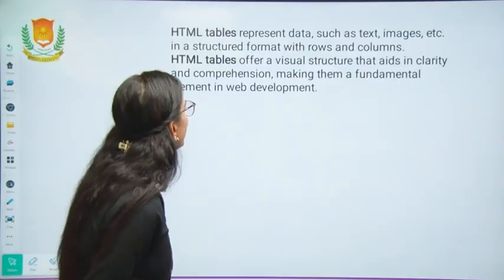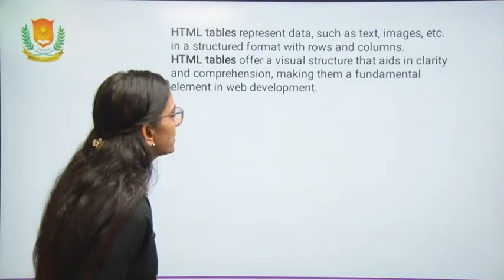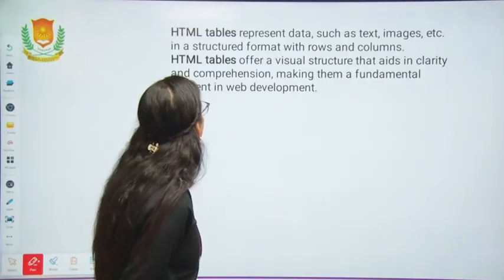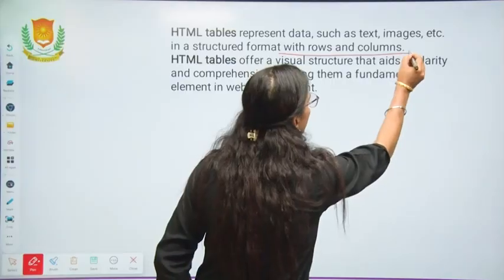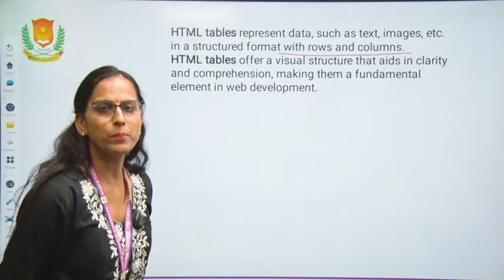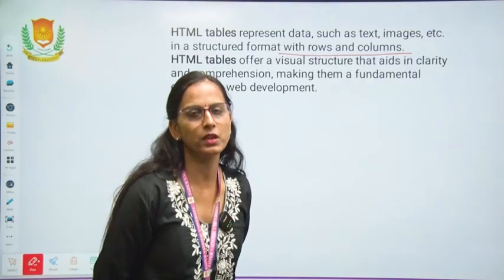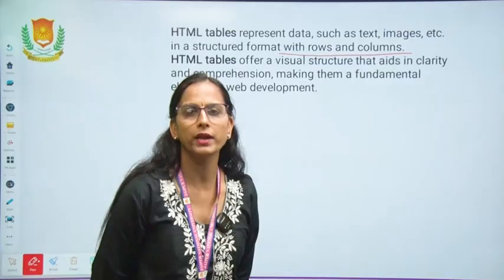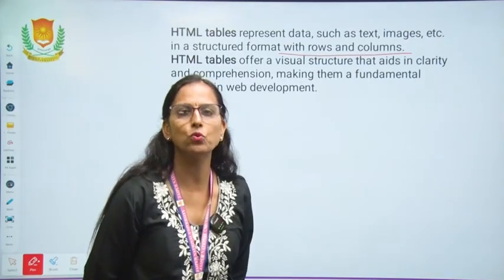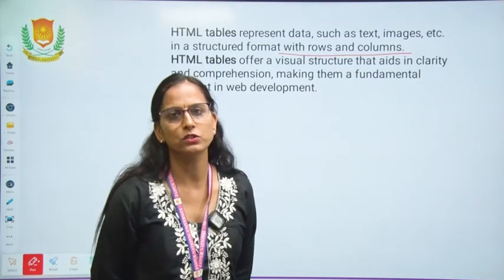Now, an HTML table represents data such as text and images in a structured format with rows and columns. The basic thing is that a table provides you a way to display the information in row and column format, which is easy to interpret and is also helpful in comparative studies.